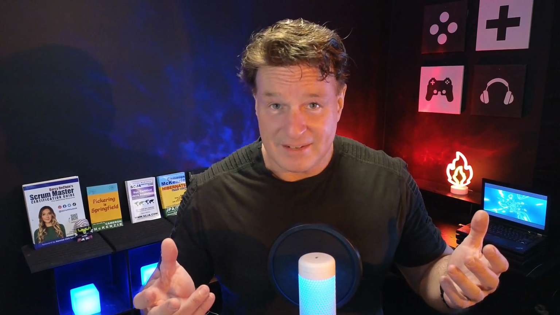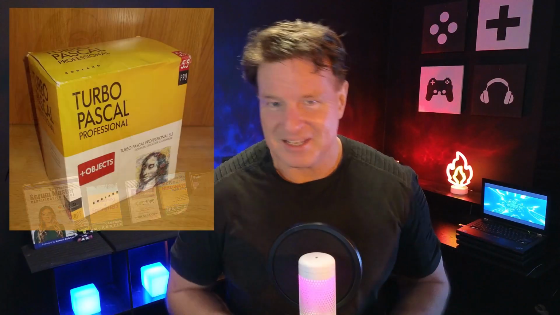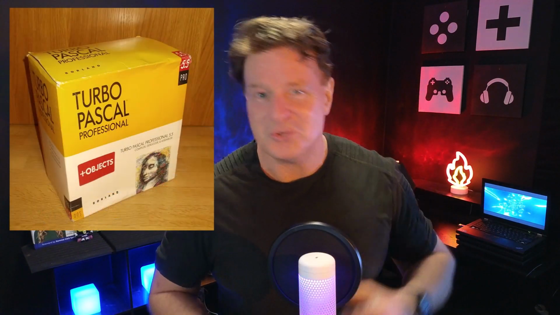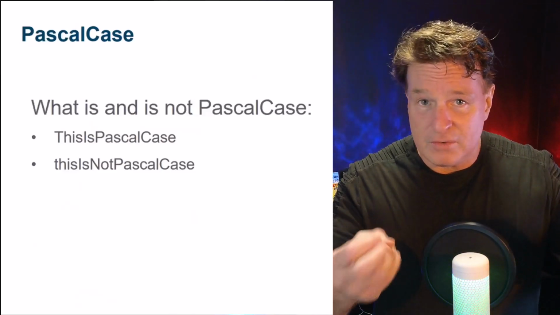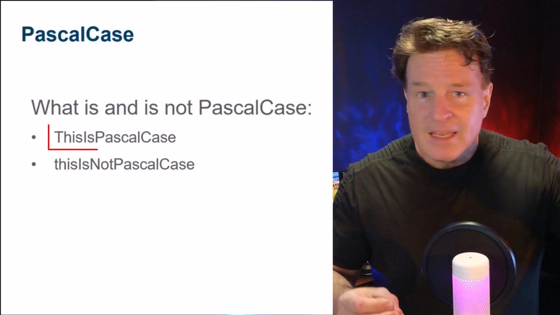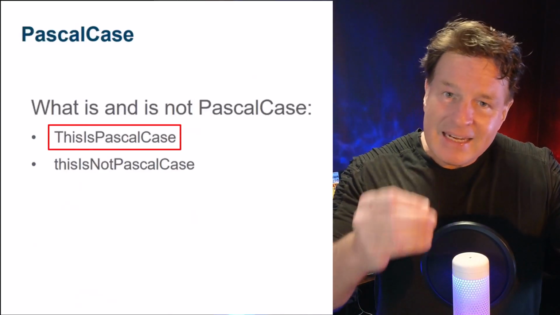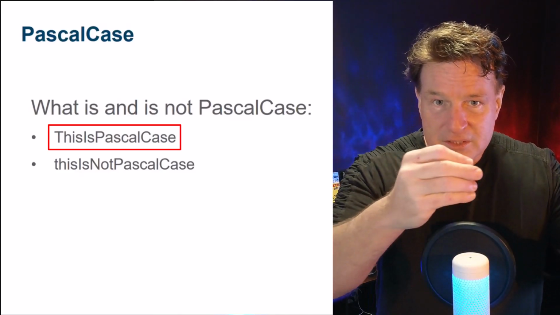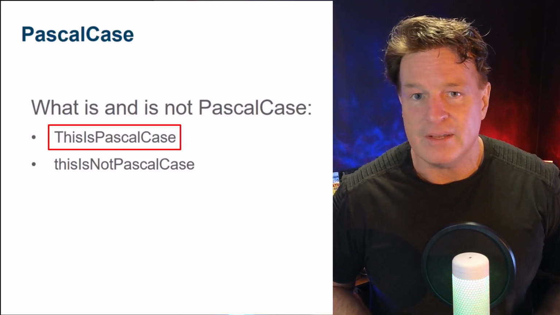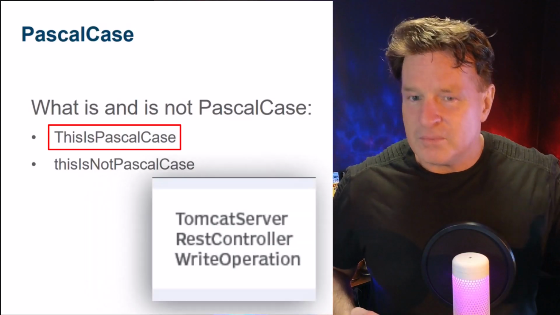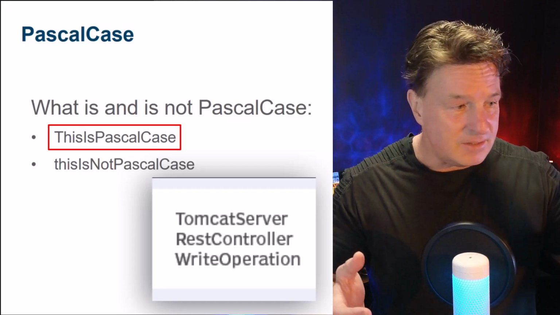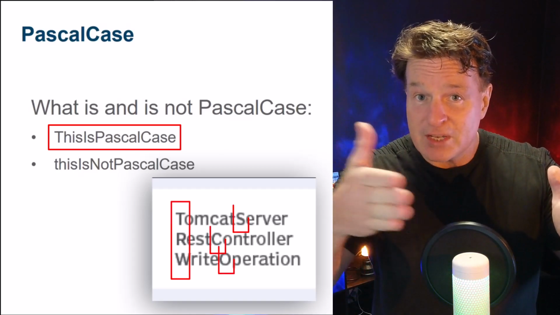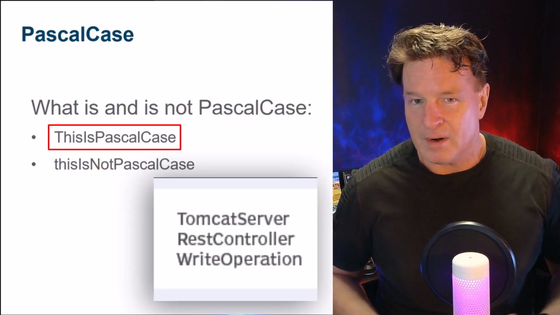Okay, the first naming convention you got to be familiar with is Pascal Case. And this one hits close to home with me because Turbo Pascal was actually the first programming language I ever used 20 years ago. The basic idea is that if you've got a variable or a method or a function, if it's going to use Pascal Case, it starts with an uppercase letter, and then any new word in the variable starts with a new uppercase letter as well. So TomcatServer, RestController, WriteOperation, those would be examples of Pascal Case, where the first letter and the first letter of every new word in the variable name are uppercase.